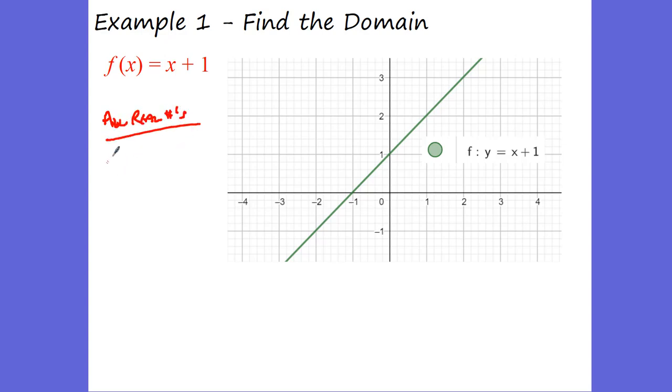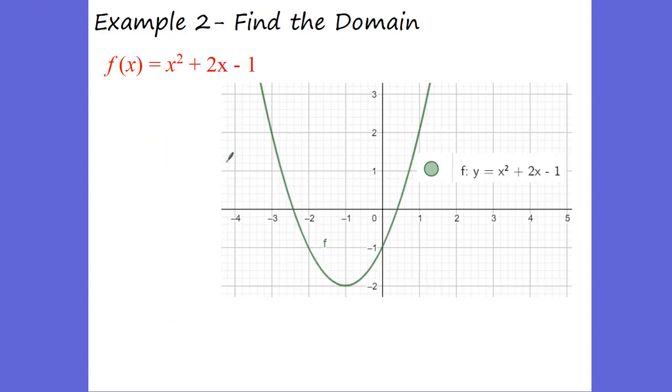How do we write all real numbers? We go from negative infinity all the way to infinity. That is the domain of this function, because this function does not have any of the 3 limitations. Let's go to example number 2.